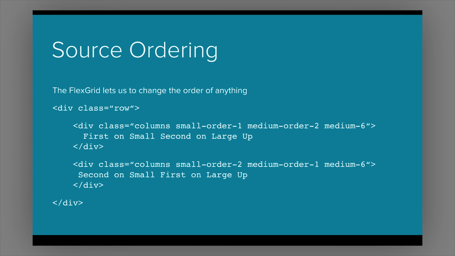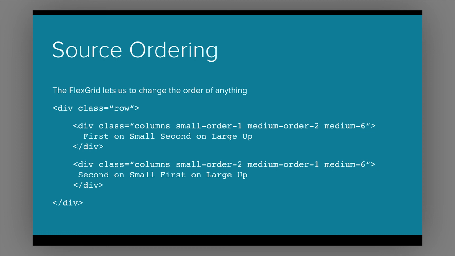And so there's some built-in classes we have here, responsive source ordering, that you could do with the float grid or with the Flex Grid. So let's take a look at what that looks like. And source ordering just means that you could change the order of the elements depending on the screen size.